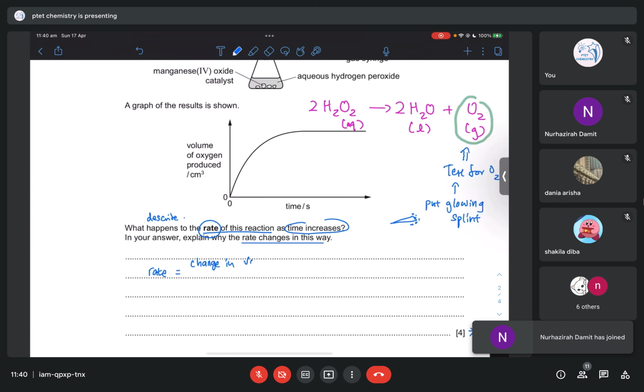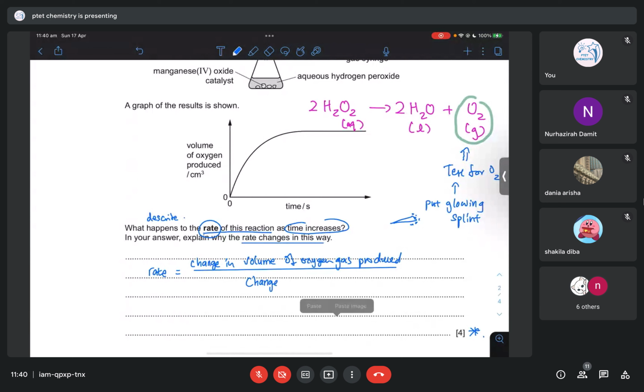Change in the volume of oxygen gas, because that is the product, so volume of oxygen gas produced. We're talking about gradient. If you do math, you will know that gradient is the change in y over the change in x. This is 0 time. At 0 seconds, there is no reaction. If I draw a line here, this is called a tangent. A tangent is a straight line, so a curve at time equal to 0. This will tell me initial rate.